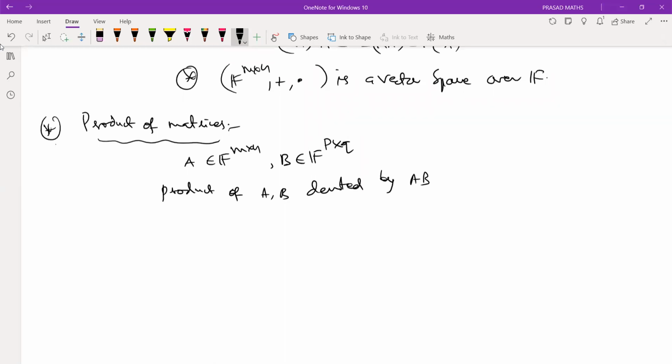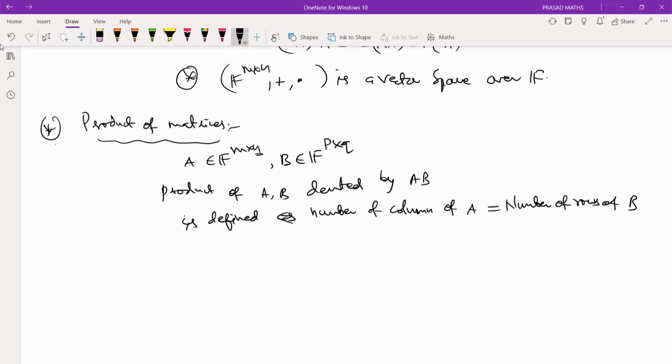AB, is defined if and only if the number of columns of the first matrix A equals the number of rows of the second matrix. That is, here n equals p. So in order to define a product, the number of columns of the first matrix should equal the number of rows of the second matrix. If that happens, then one can define a product.